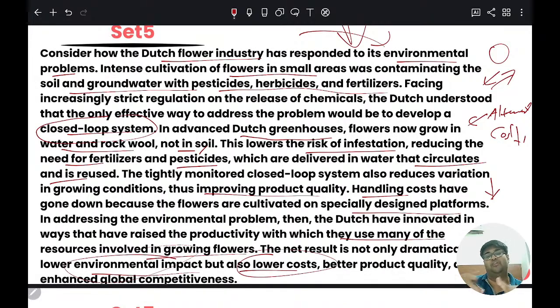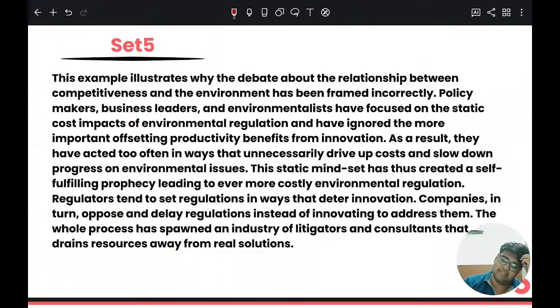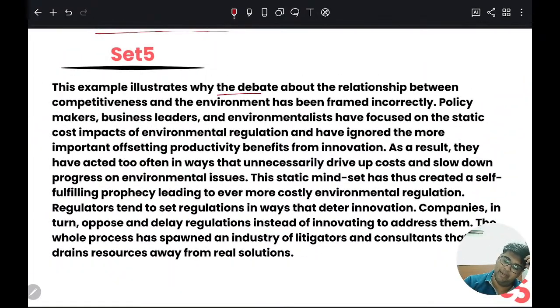So this is not a trade-off, what they are trying to prove. Better product quality and enhanced global competitiveness. So there were a lot of benefits: lower environmental impact, lower cost, better product quality, enhanced global competitiveness. So everything was better only. This example illustrates why the debate about the relation between competitiveness and environment has been framed incorrectly. So this has been framed incorrectly.